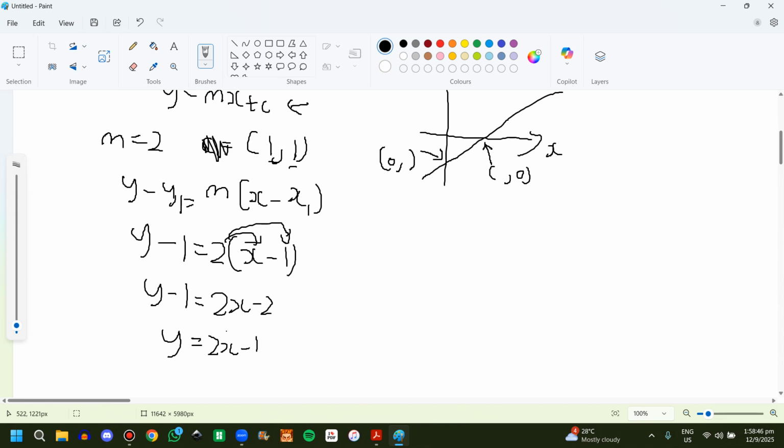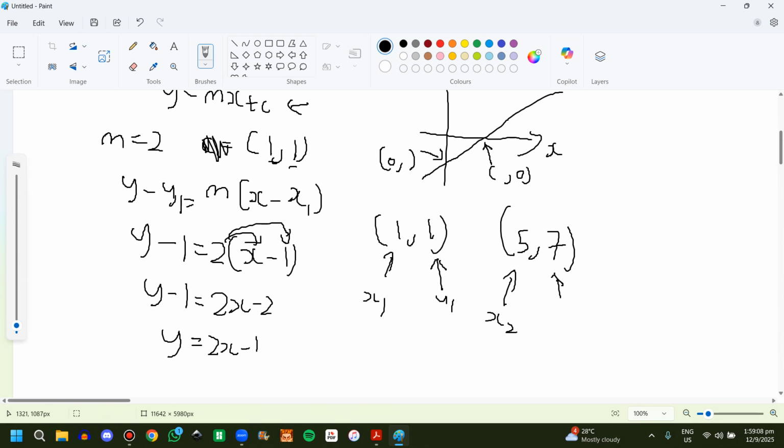Okay, now let's talk about the midpoint theorem, which is A-Maths. Let's say you've got points (1, 1) and maybe (5, 7). To find the midpoint, we must first identify x1, x2, y1, and y2. The formula goes like this: x1 plus x2 divided by 2, comma, y1 plus y2 divided by 2.